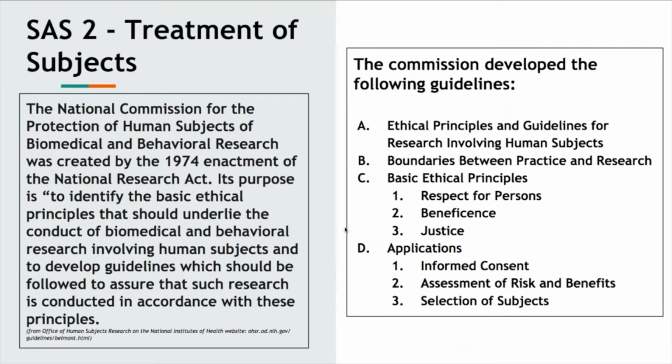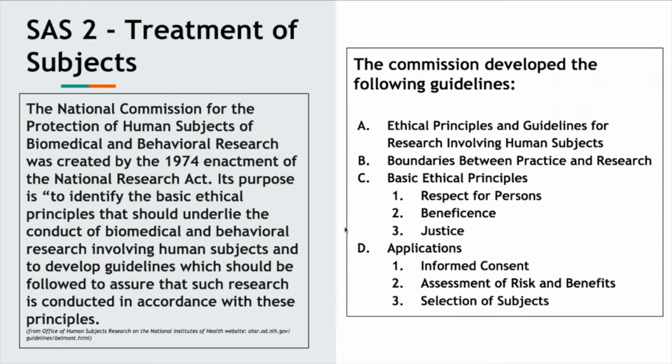The commission developed the following 4 guidelines. A, ethical principles and guidelines for research involving human subjects. Really, that's a title. I don't know why it's considered a subject, but it is. Boundaries between practice and research. We're not going to go into details on those 2 subjects. We are going to go into details on the last 2, because each one of the bullet points in the basic ethical principles has an application in the D bullet points.